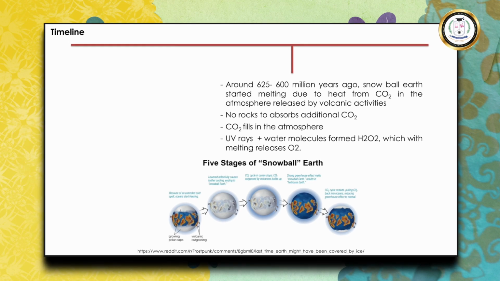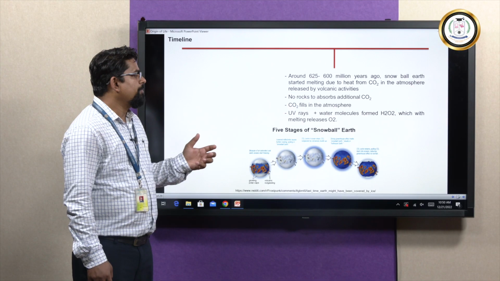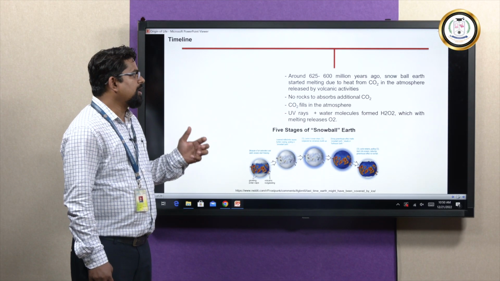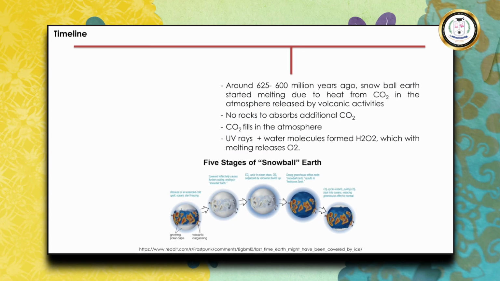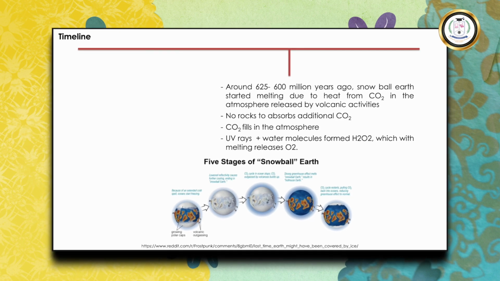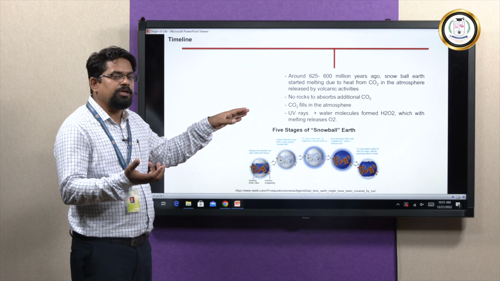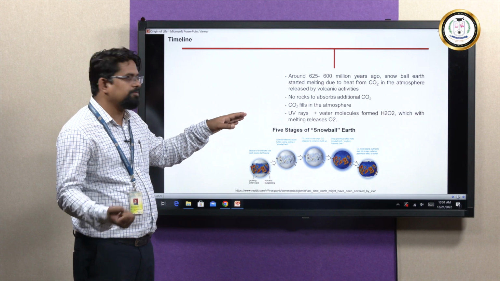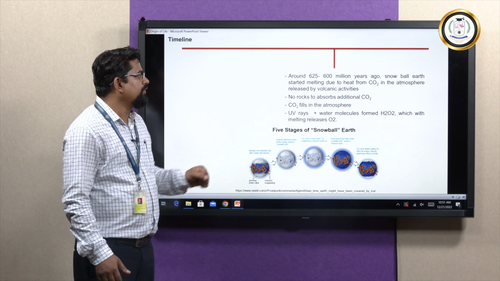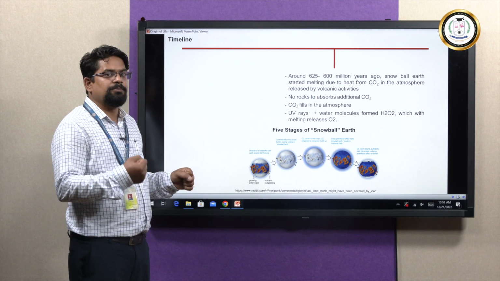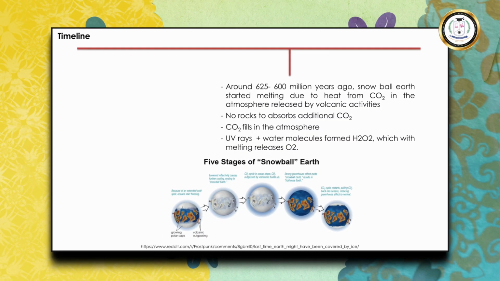Around 625 to 600 million years ago, this snowball Earth started melting, mainly because of the heat coming from the carbon dioxide in the atmosphere, which was released by volcanic activities. Now at that time when the Earth is submerged with snow, no rocks are exposed, so the additional carbon dioxide which came from the volcano was not absorbed by the rocks because of the presence of the snow, and that has led to an increase in carbon dioxide in the atmosphere. As a result, the temperature increased and the snowball Earth phase was gone and the snow disappeared.